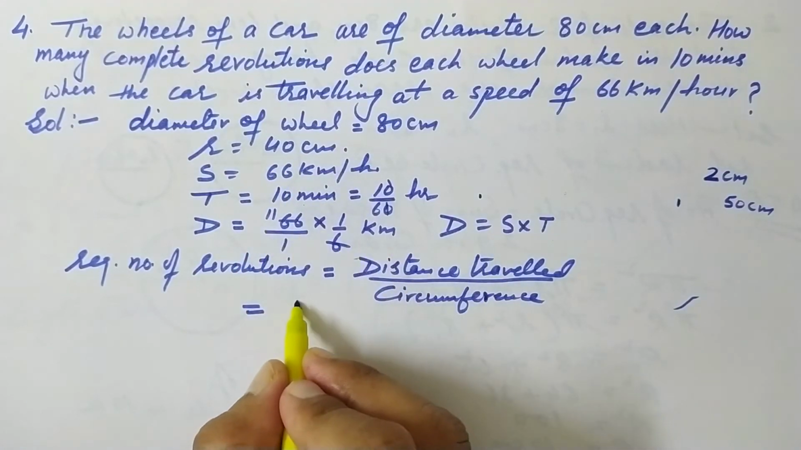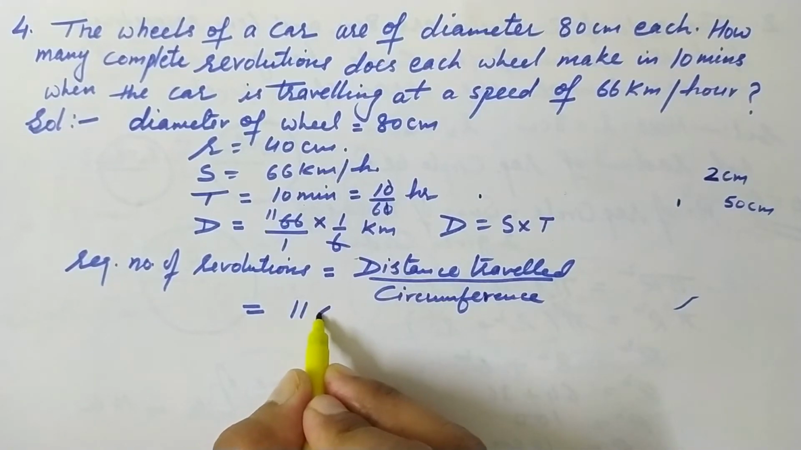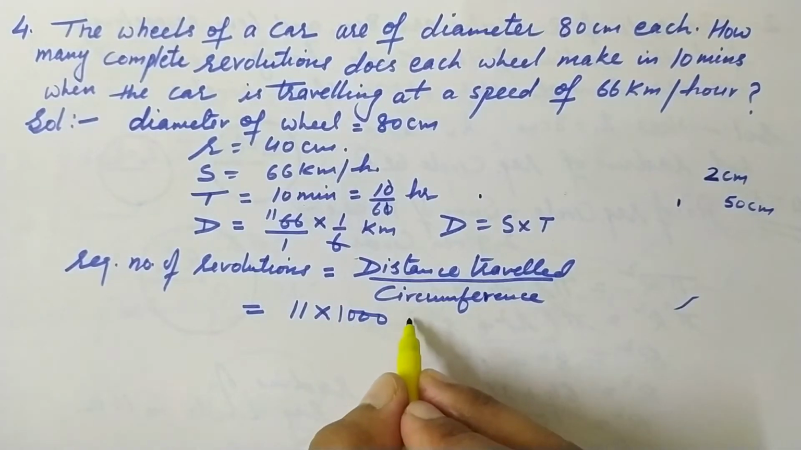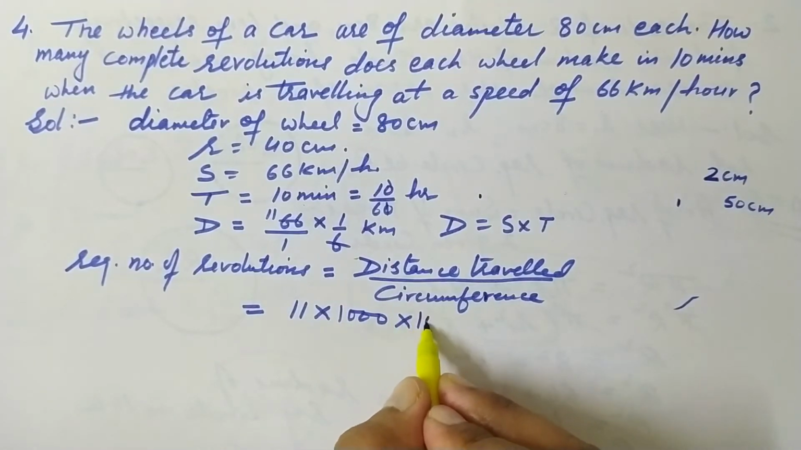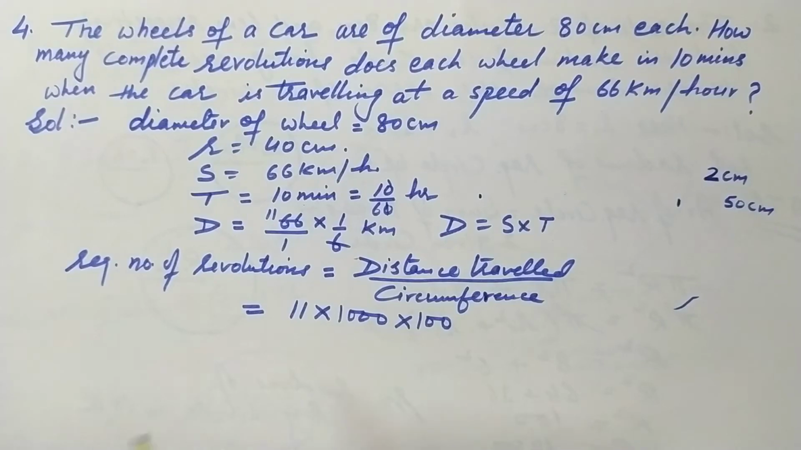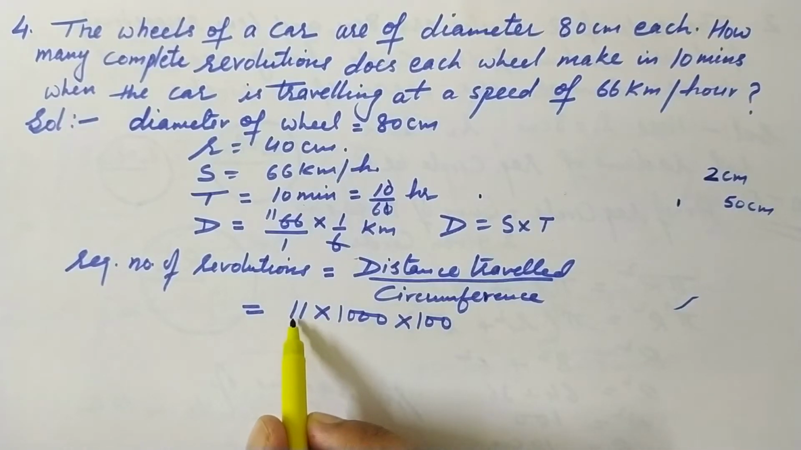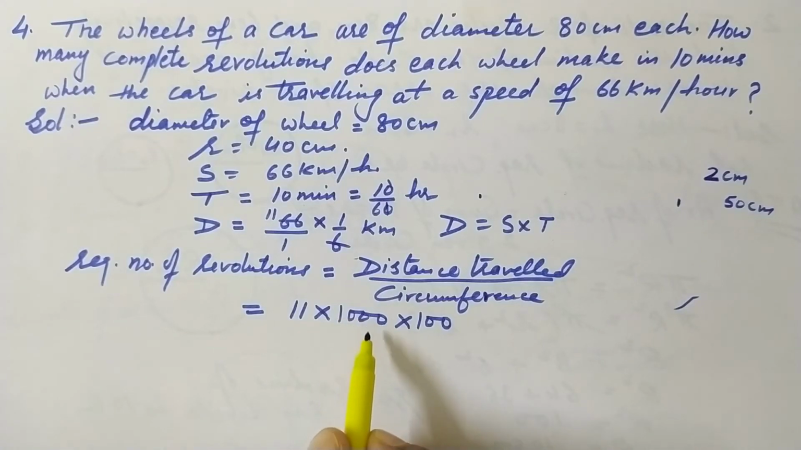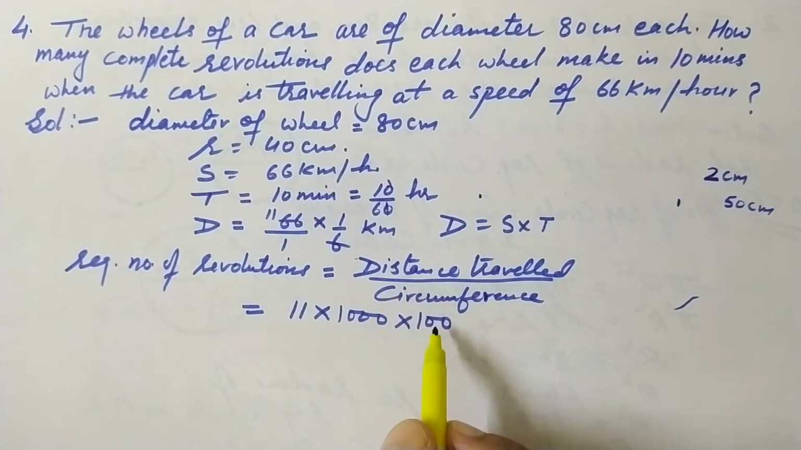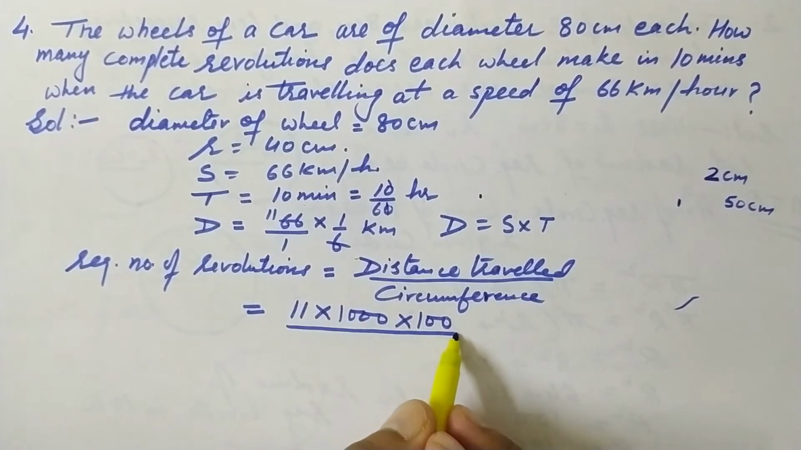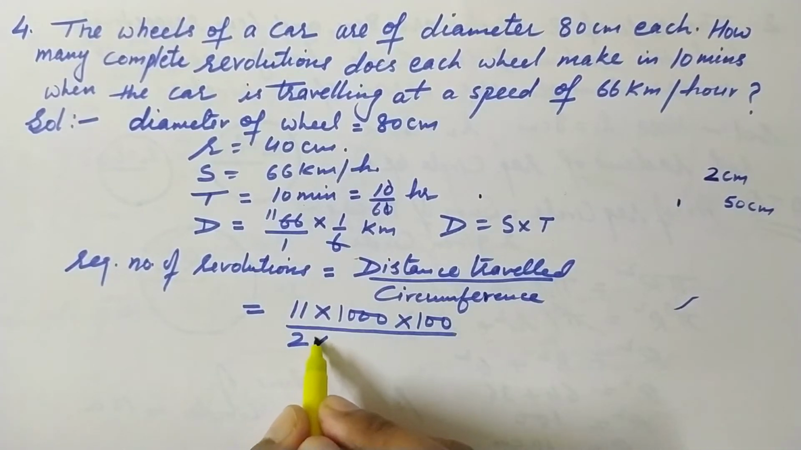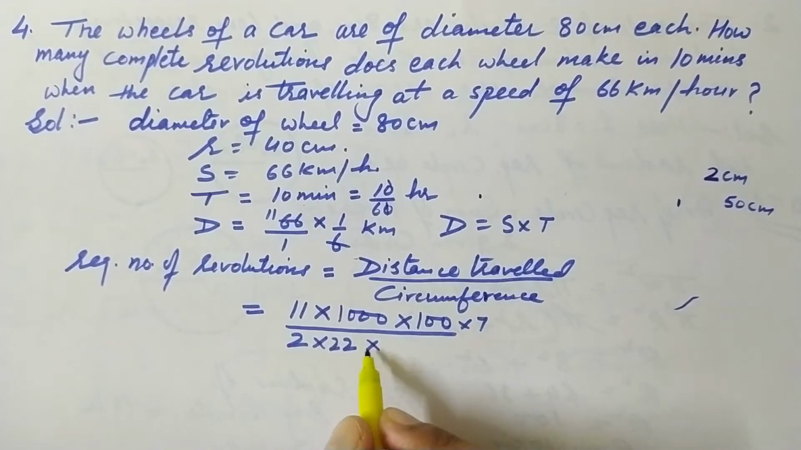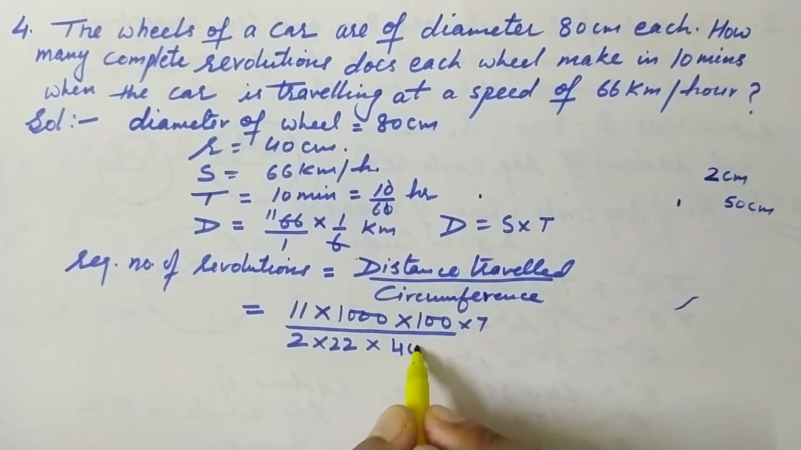See here how: 11 is in kilometer, so multiply by 1000, it will be meter, right? Now if I multiply again with 100, it will be in centimeter. So again I tell you how I have done: 11 is in kilometer, so multiply by 1000, that will be meter. Now again you multiply by 100, that will be meter to centimeter. Okay, divide by 2 pi r. 2 pi is 22 over 7, and r is 40 centimeter.